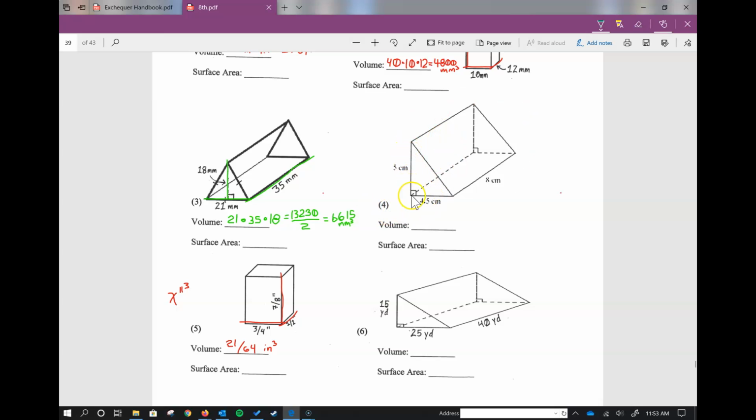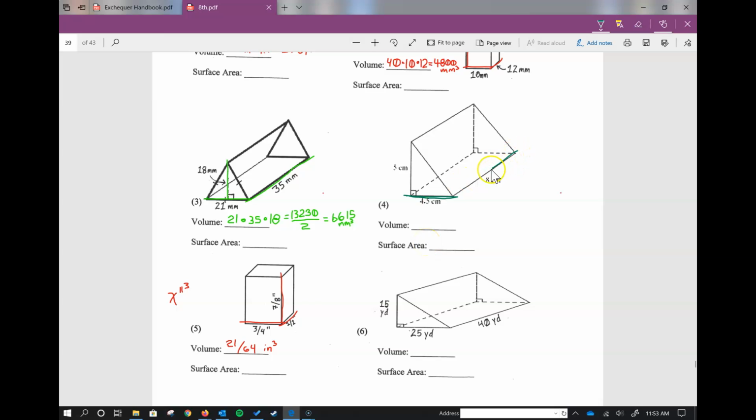We have a right triangle now. Over here it was equilateral. Here we have a right triangle. What's our left to right measurement? That's this right here, 4.5. I know that when I printed this out for some of you, that dot might not have been there, and you may have thought it was 45. If you did your calculations that way, I'm going to give you full credit, but it was meant to be 4.5. So 4.5 is our left to right.